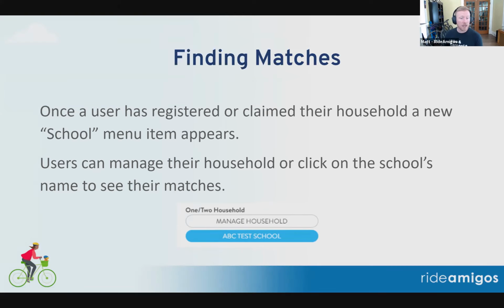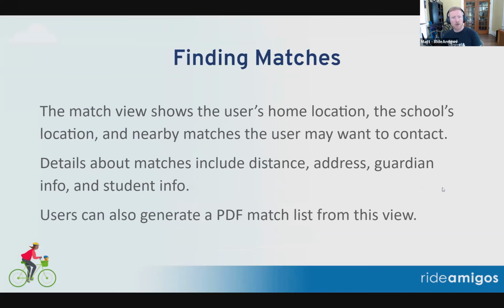Once you're in, you can manage your household, or you can click on that school name in order to see those matches. When you're looking at that match view, you'll be able to see your home location, your school's location, and then the location and information for any nearby families that are a part of that school. You can look and see the information about how far that user is from you, what their address is, who the guardian is and who the students are. And then you can also generate a downloadable PDF of your matches as well. If you are more of an analog or paper inclined person and you want to put that on a printout on your refrigerator, there's an easy option there for you to do that.